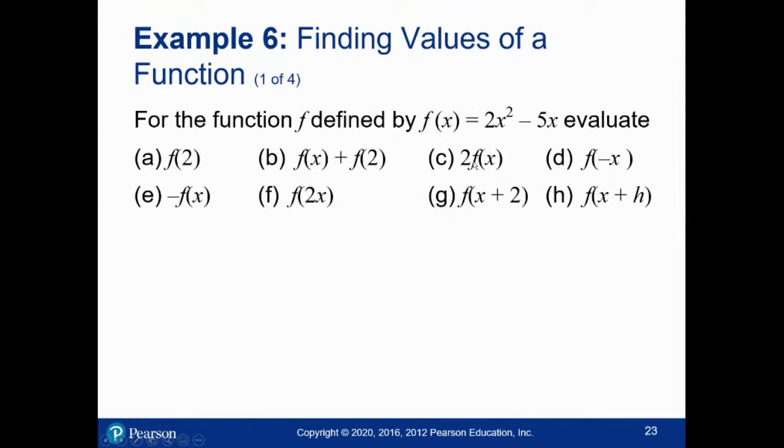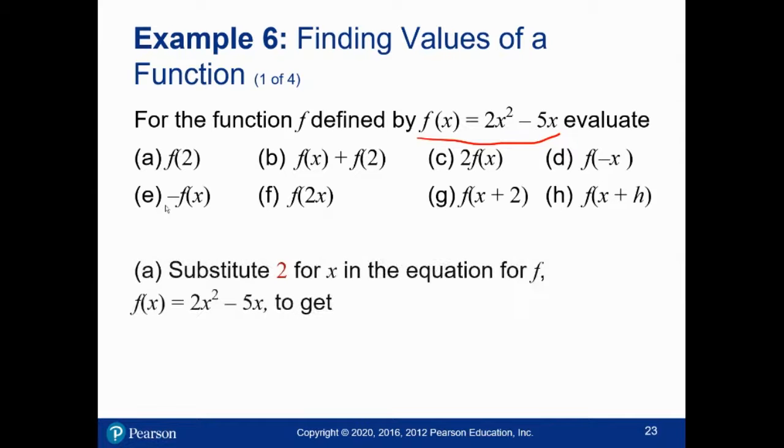All right, so suppose I have a function. F of x is 2x squared minus 5x, given right up here. Can you evaluate f of 2? Can you evaluate f of x plus f of 2, 2f of x, f of negative x, negative f of x, f of 2x, f of x plus 2, and f of x plus h, where h is just some other letter? I would actually suggest pausing here and doing all 8 of these. Can you write out what is f of 2, what is f of x plus f of 2, what is 2f of x, and so forth? And then we'll go through the solutions and simplify them. So please pause here and check.